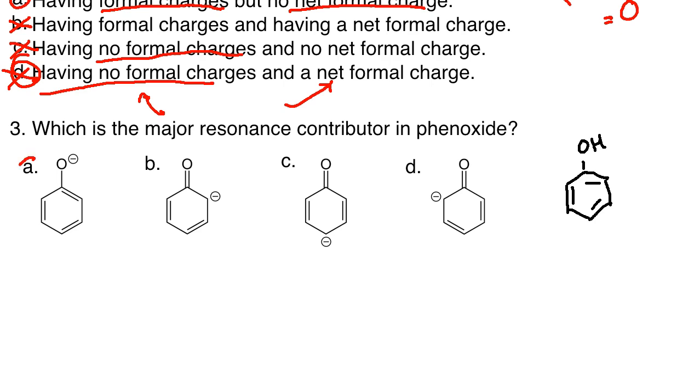It's going to be A because we have a negative charge. This is an oxygen where the rest of these would all be carbons that are containing the negative charge.